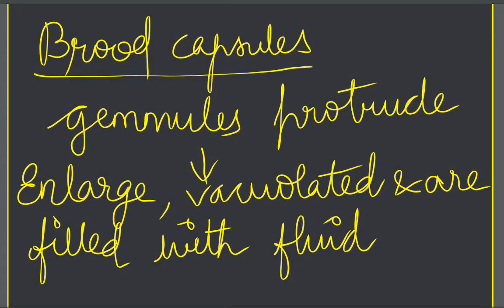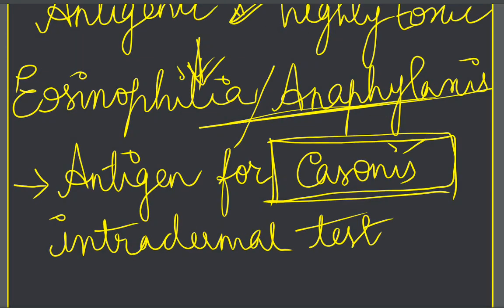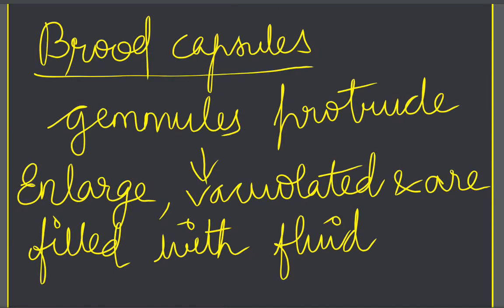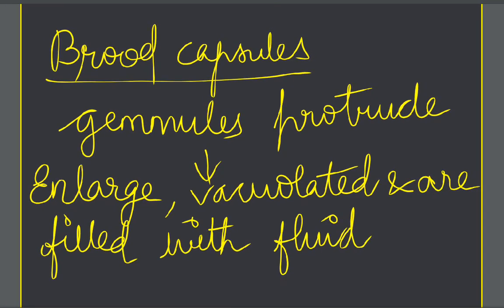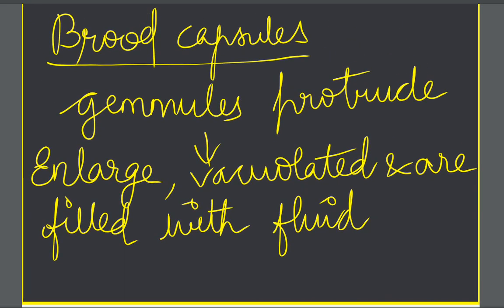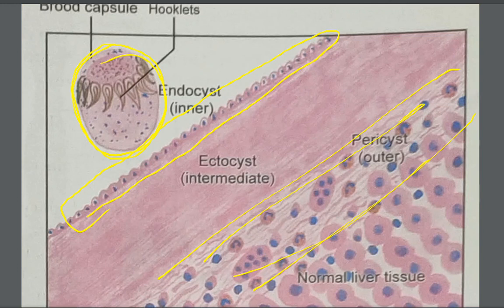Now we can see about the brood capsules. The germinal layer is the innermost layer, also called the endocyst. From the germinal layer, small knob-like structures evolve, also called gemmules. In this image, this is the germinal layer. The gemmules protrude into the lumen of the cyst, then they enlarge, become vacuolated and are filled with fluid. Those are called brood capsules.